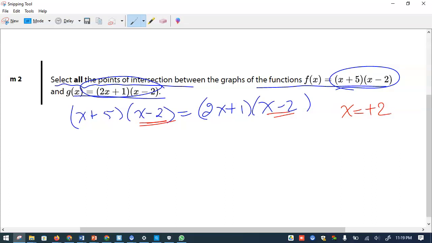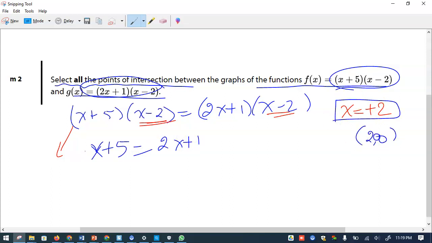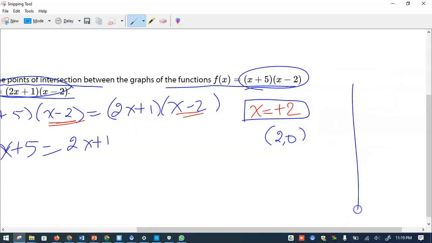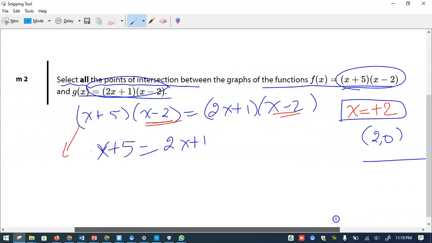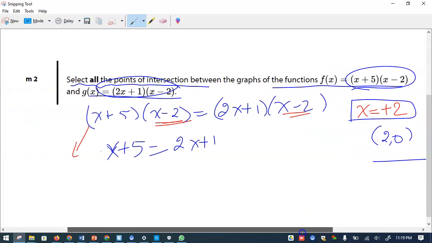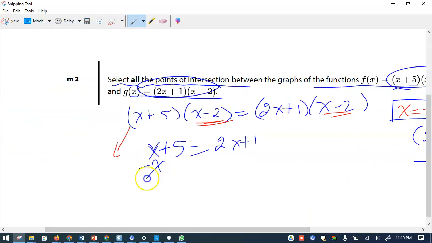Do the opposite. So now what's remaining is x plus 5 equals 2x plus 1. And one more thing: once you do this, it means the point becomes 2 comma 0. I just wanted to let you know. It means that's the point where both meet each other. There's a point of intersection at 2, 0, and we also want to know the other one, right? So now you subtract x to this side.